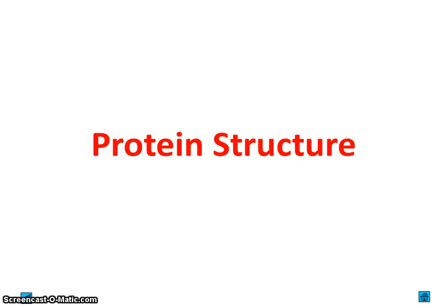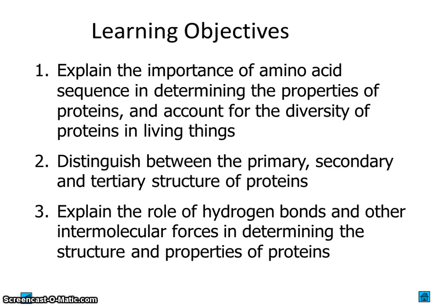This is a video which looks at the aspects of protein structure which you need to be aware of for your A-level chemistry exam. So here are the learning objectives for this video. We'll have a look at the importance of the sequence of amino acids in determining the structure and hence property of proteins. We'll make certain that you are clear about the difference between primary, secondary and tertiary structures of proteins, and then explain how the various types of intermolecular bonding that you're aware of play a role in determining these various levels of structural features of proteins.